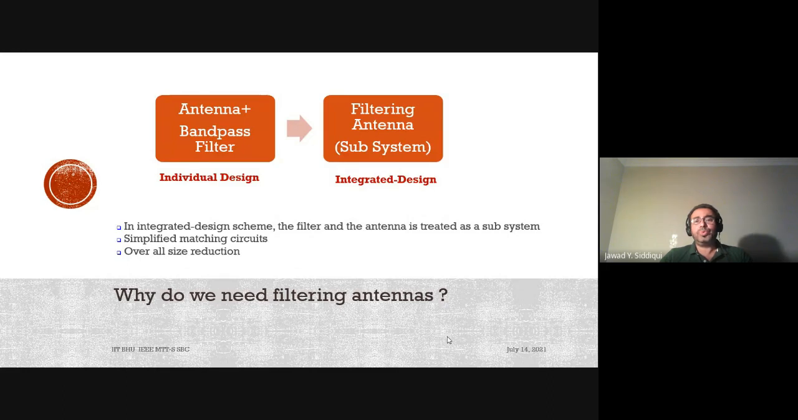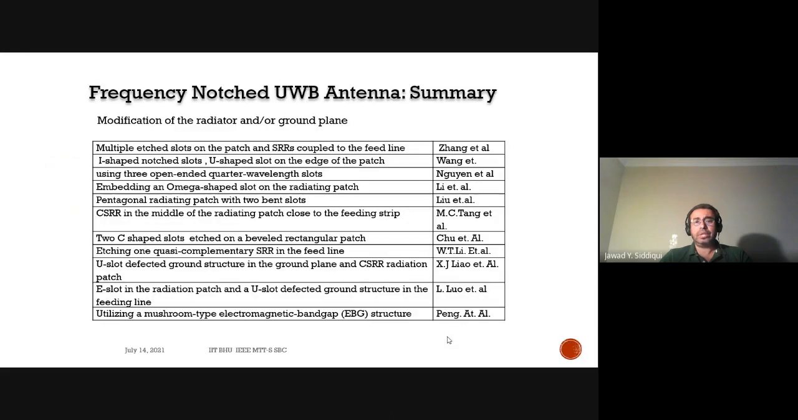Now we are moving to an integrated design where the filtering system becomes a part of the antenna. In this integrated design scheme, the filter and the antenna are treated as a single subsystem. You don't need a separate filter or a matching circuit to integrate with the antenna, because matching again becomes an issue for any antenna, and there's an overall size reduction because the whole system becomes very compact. So that's the reason we need filtering antennas.